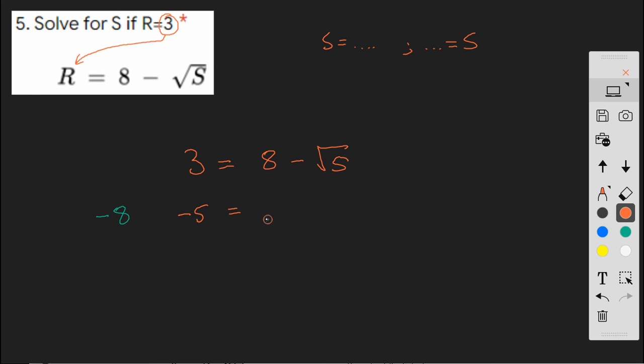My 8's gone away, and I've got minus the square root of s. So I don't like these two minuses here. That's a bit ugly, isn't it? So I'm going to multiply by negative 1 so that everything ends up being positive. So 5 is the square root of s. So what's the inverse operation of square rooting? It's squaring. So 5 squared is 25 is s.